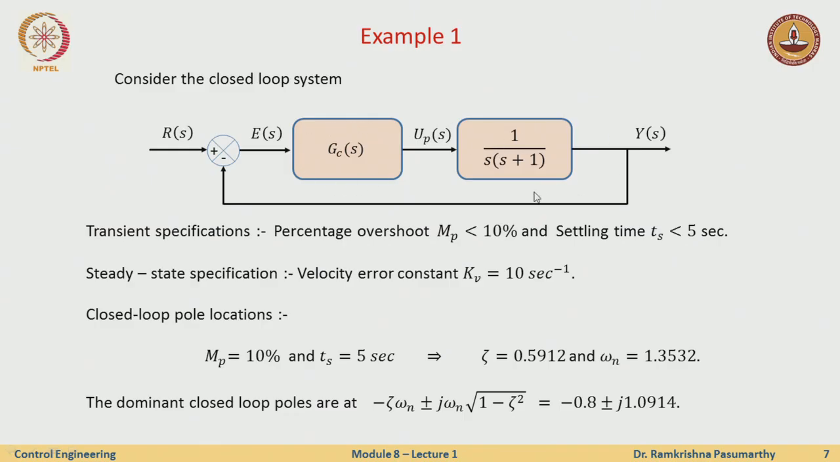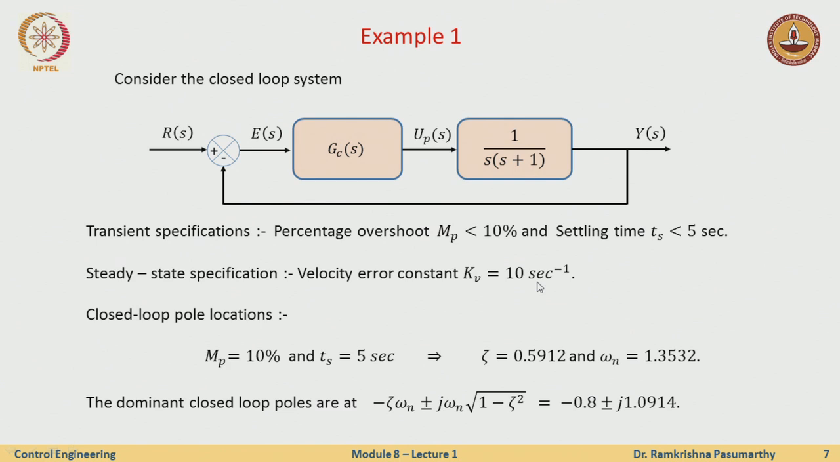in the standard feedback setting, and the transient specifications are that the peak overshoot should be at most 10%, and the settling time should be less than 5 seconds, right. And the steady state specification is in terms of the velocity error constant, that it should be less than 10.